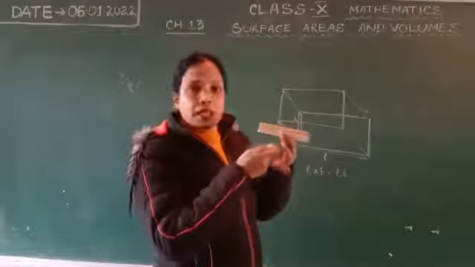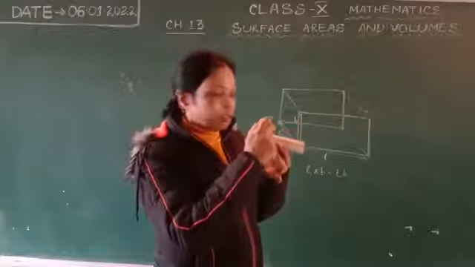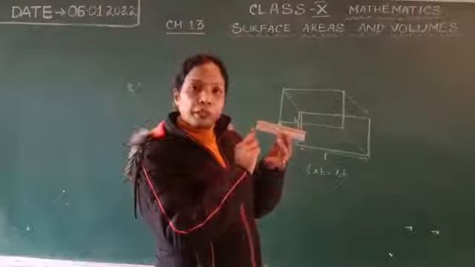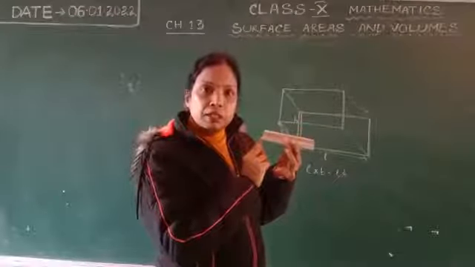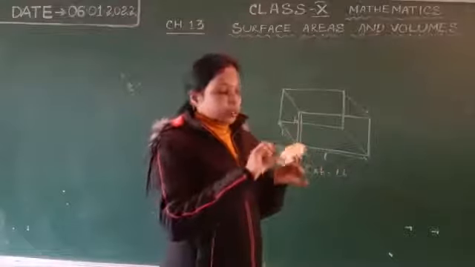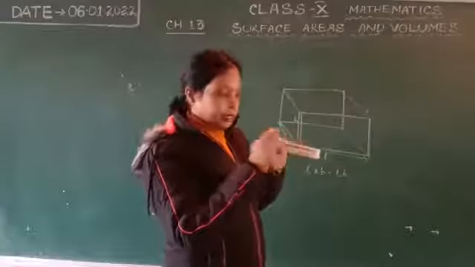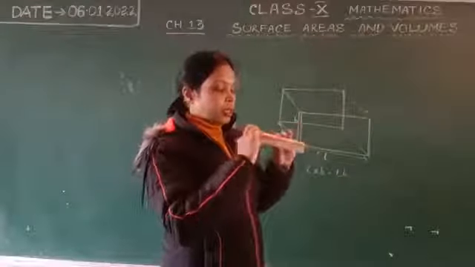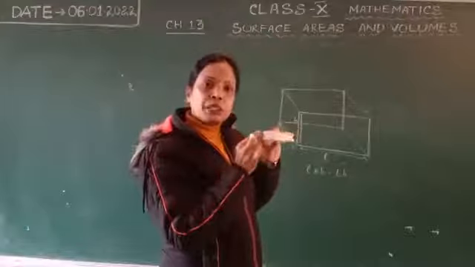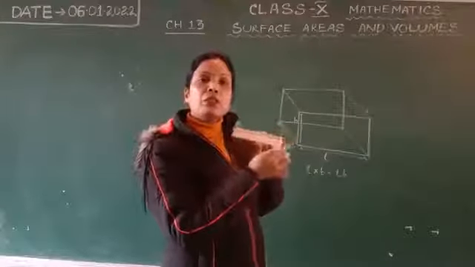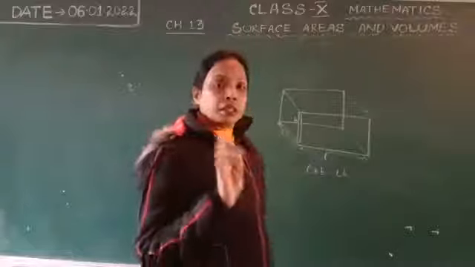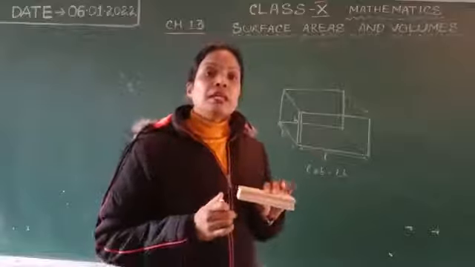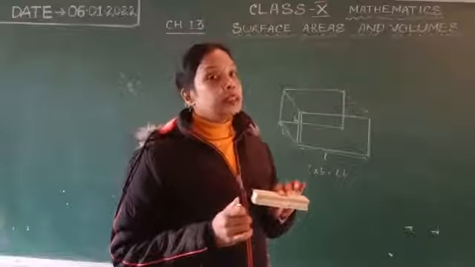Now here you see this is length and breadth. This is the top and bottom, these are 2. So length into breadth, here is also length into breadth, that means 2 length into breadth. Then this side is length and height, these are also 2 faces, and this is breadth and height, BH, these are also 2 faces. So here there are 2 types of surface areas: the lateral surface area and the total surface area.